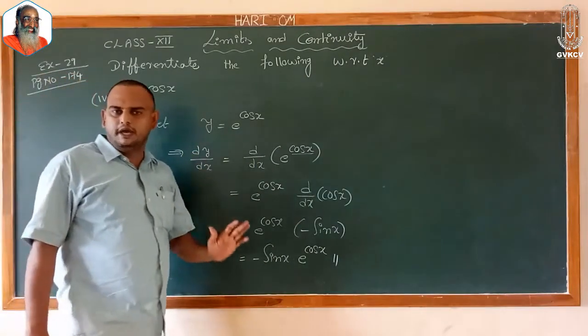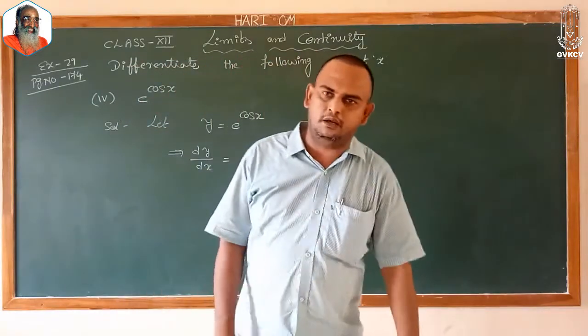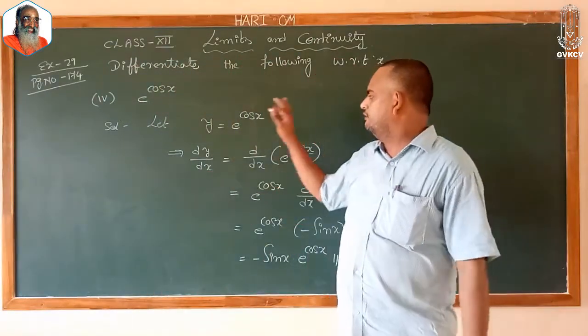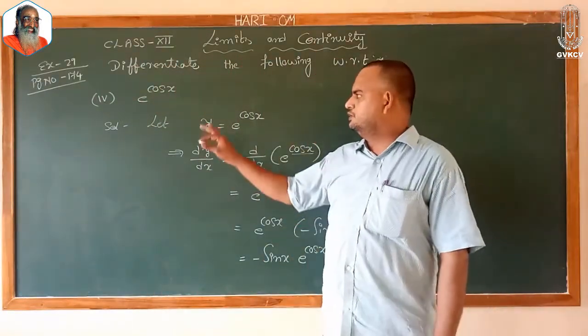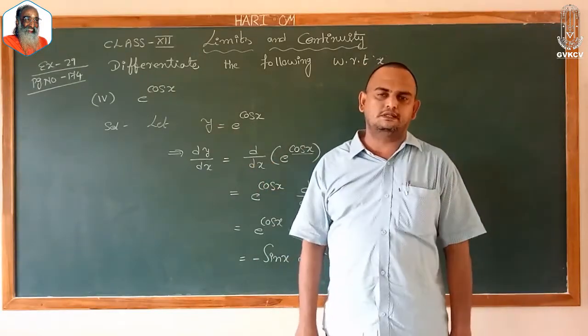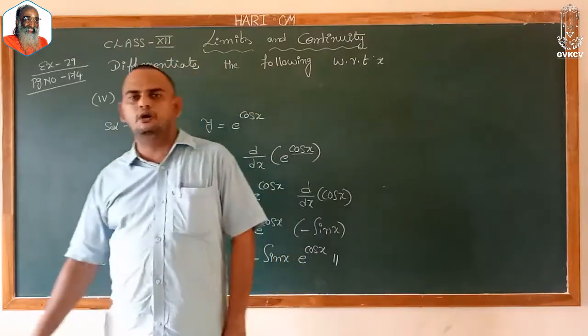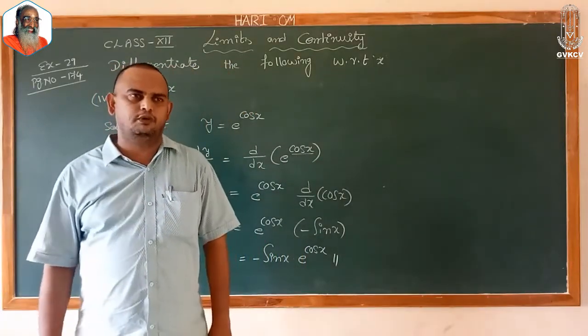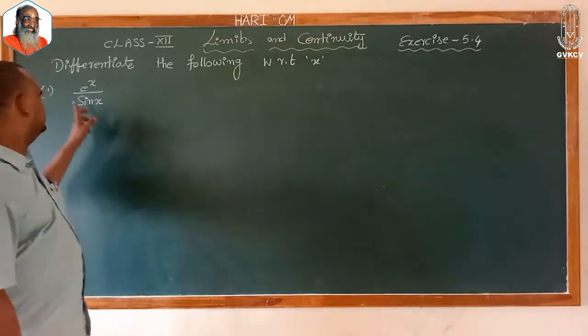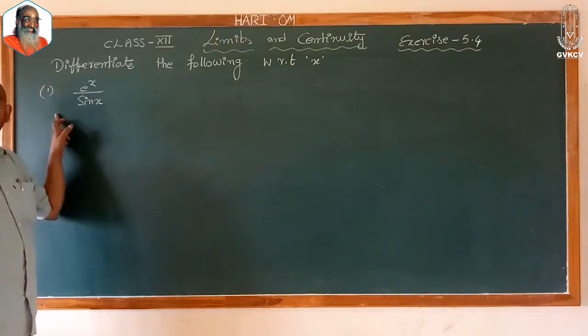This is about example number 29. In example number 29, we have four different problems. All those four different problems we have discussed. Now with the help of these example problems, we can try to solve a few exercise problems also. Now, let me discuss the first problem in exercise 5.4.